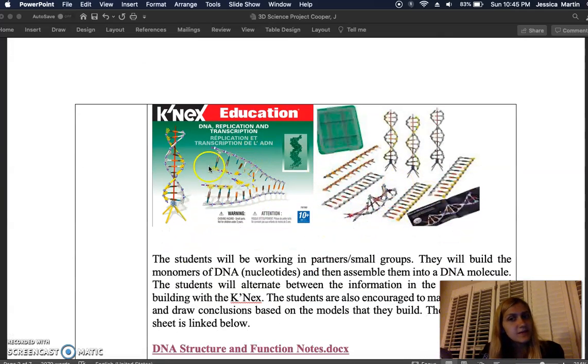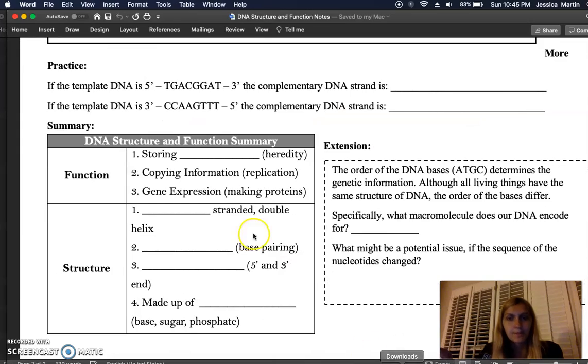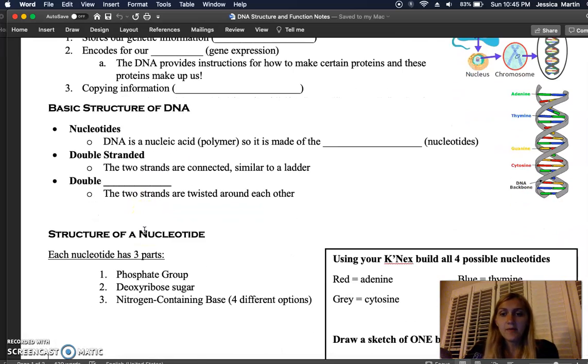So these are the kits that they'd be using, the Kinnex Education DNA kits. And then here are the notes. So let's show us those interactive guided notes. So the first bit, like that first little section on function, that would be what I would be kind of working with the students to hopefully reinforce things they already know about DNA. Then we'll move into the structure.